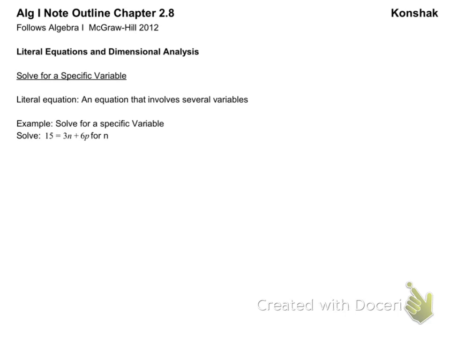I want you to solve 15 equals 3n plus 6p for n. Get n by itself is what I'm saying. So if I look at that, n is in the middle. To get n by itself, I'm going to have to work my order of operations kind of in reverse. That means anything that's not an n goes to the other side. That's my first step.